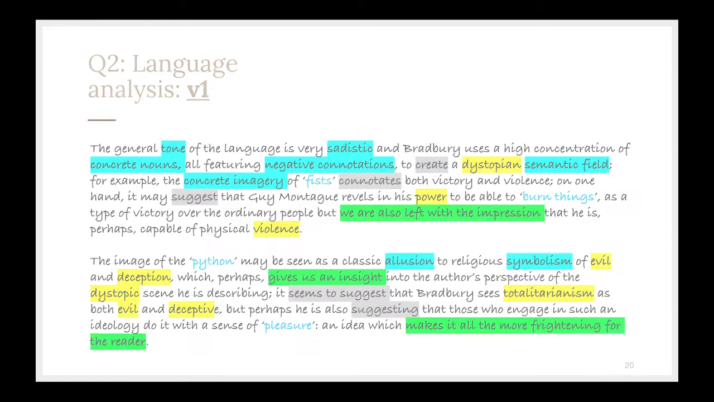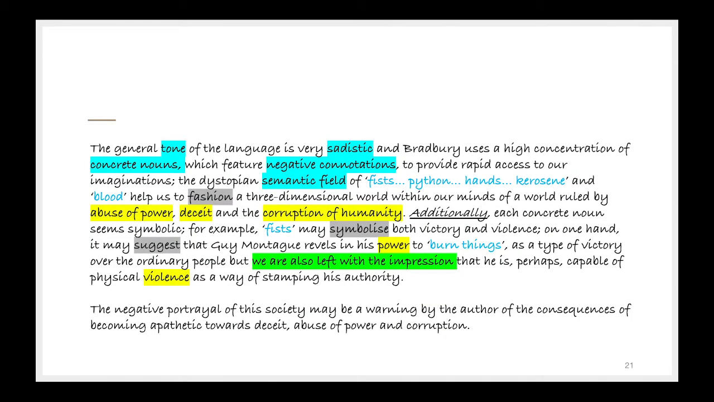So we're going to move on to version 2 now. You can see there's going to be some slight differences. For example, I've used a discourse marker here, so you can use those as well. And you'll see at the end that I've included the author's purpose as well.